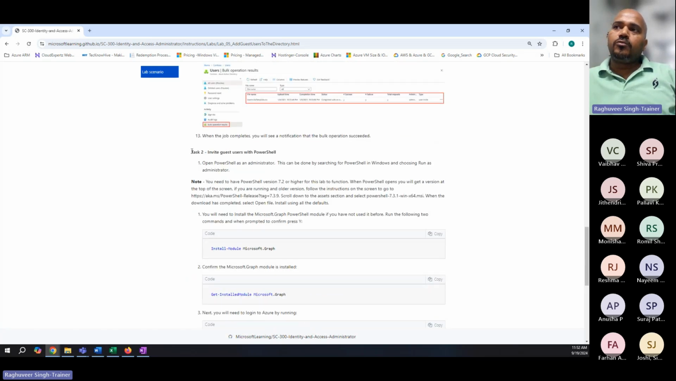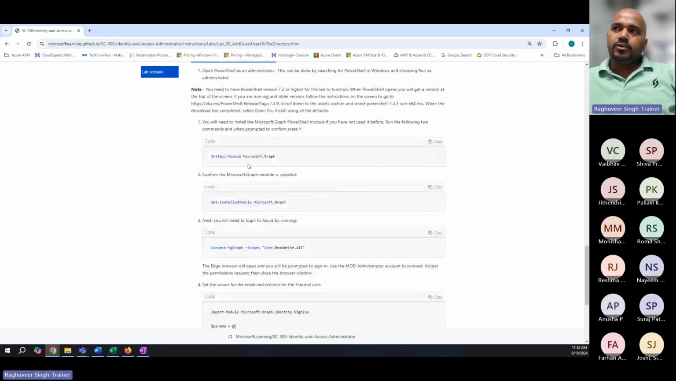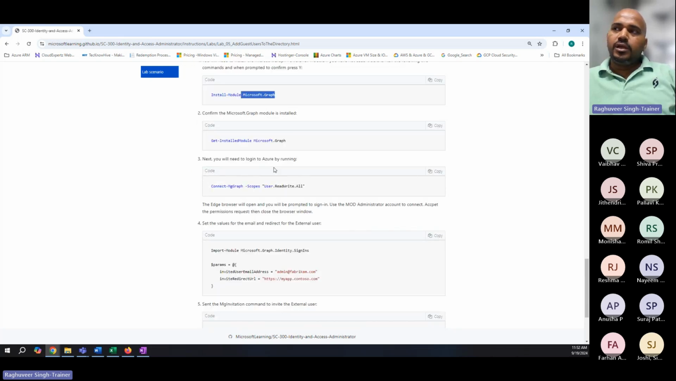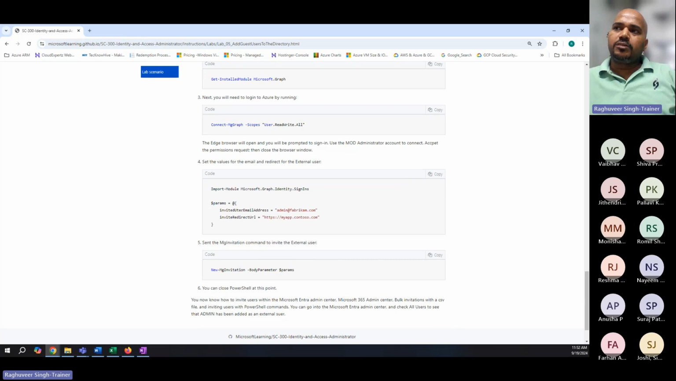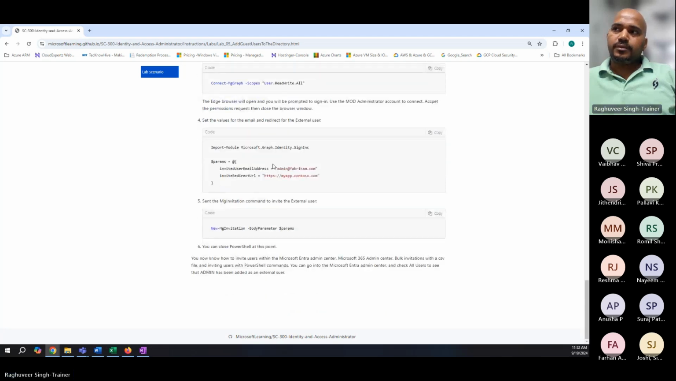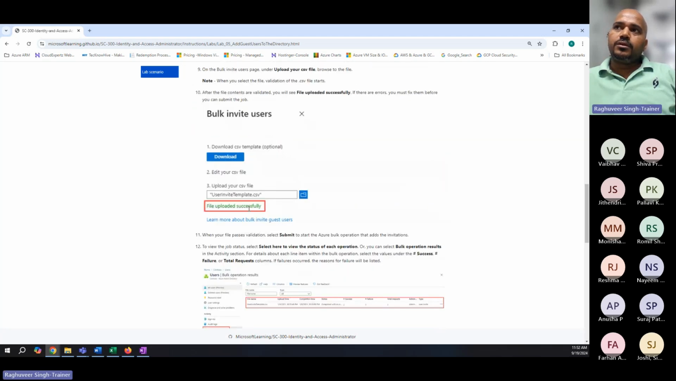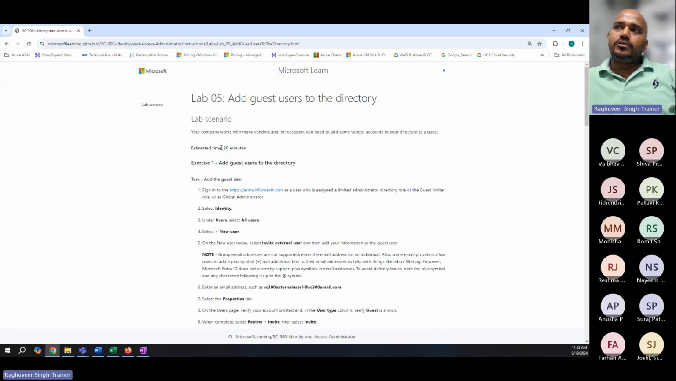If you want to know how to invite guest users via PowerShell, for that you need the Microsoft Graph module, and you can follow this information. Very simple. You just need to type the invite user email address and the invite redirect. So that's what you need to do. So simple. This lab you need to do. It is for 20 minutes, but it hardly takes 10 to 15 minutes to complete.